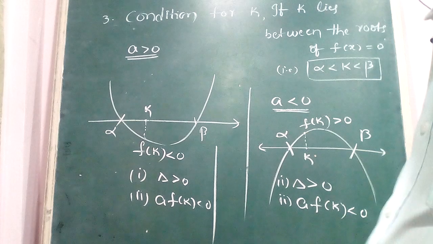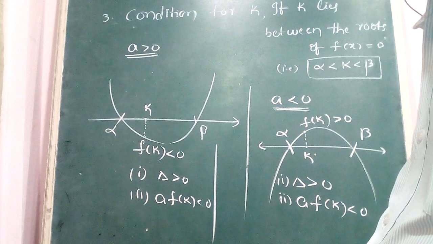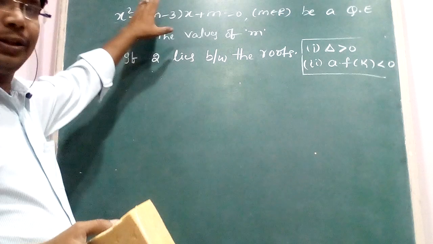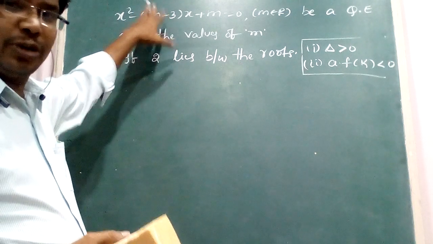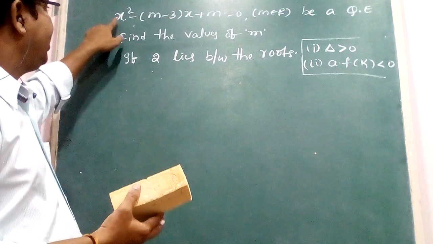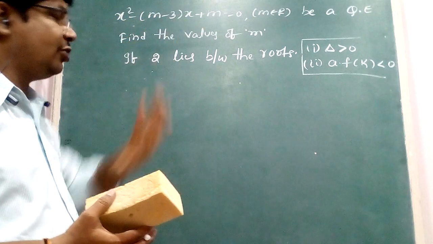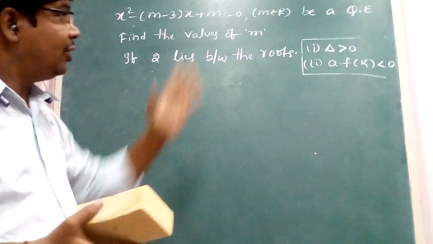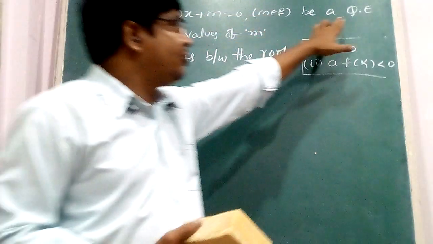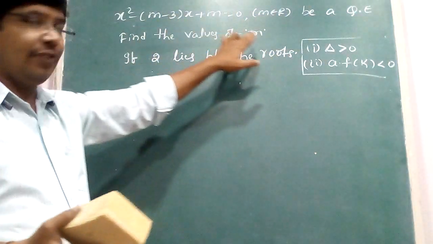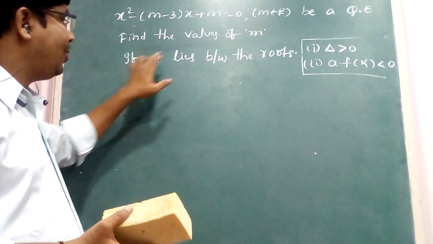Now I am explaining one problem on this concept, the third property. The problem is x square minus (m minus 3) into x plus m is equal to 0. Here m belongs to any real number. It is a quadratic equation. Find the value of m if 2 lies between the roots.